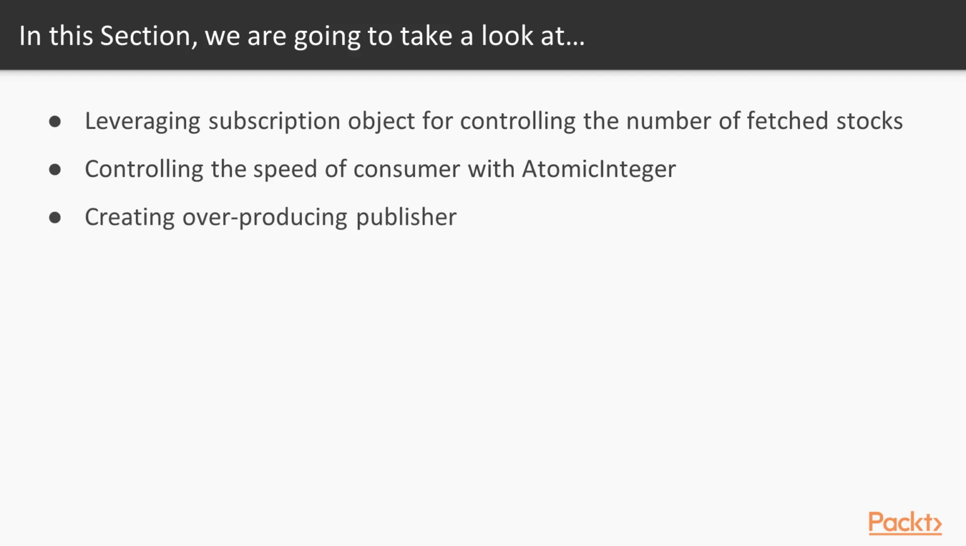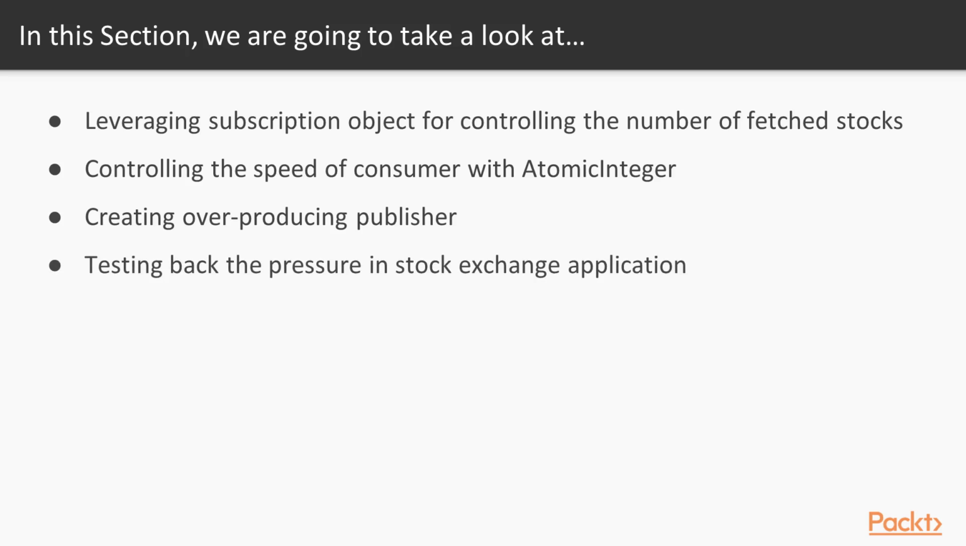In the third video, we'll create an overproducing publisher that produces random stocks. Finally, we will fulfill our need by testing back pressure in the stock exchange application. So we will add those pieces together to achieve back pressure together with the stock flow.